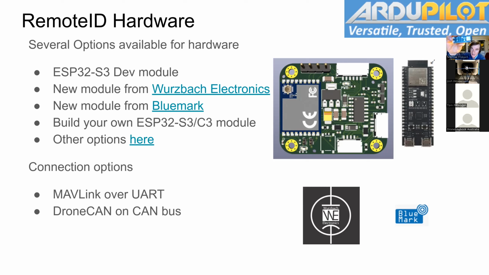This is an ESP32 S3 module. They're available very cheaply on Mouser and other places, and there's a link there to where to get one. On the right here you see a picture of the one from Bluemark. This supports both CAN and UART MAVLink. We've yet to test our firmware on this module. We're hoping to test that next week.